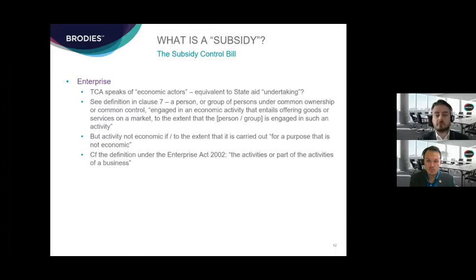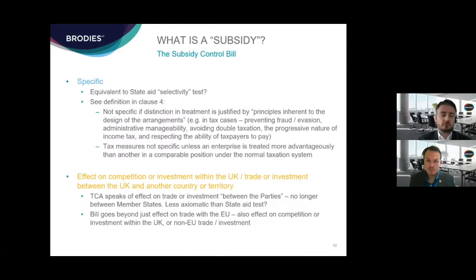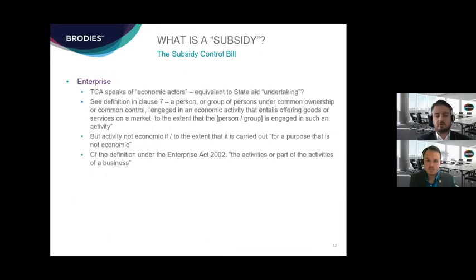So far, so similar to state aid, to the extent that the person or group is engaged in such an activity. So a public authority, for example, a council, when it is offering gym memberships, it's competing with private bodies. So it's almost certainly going to be an enterprise in that respect, but that doesn't make it an enterprise in all other respects in relation to education or social care or things like that. So fairly similar. There's a carve out there that the activity is an economic effort to the extent that it's carried out for a purpose that is not economic. So again, we'll see what's made of that. And then the Enterprise Act, that's the sort of competition law example that I mentioned, broadly going to be equivalent to the test there, I think.